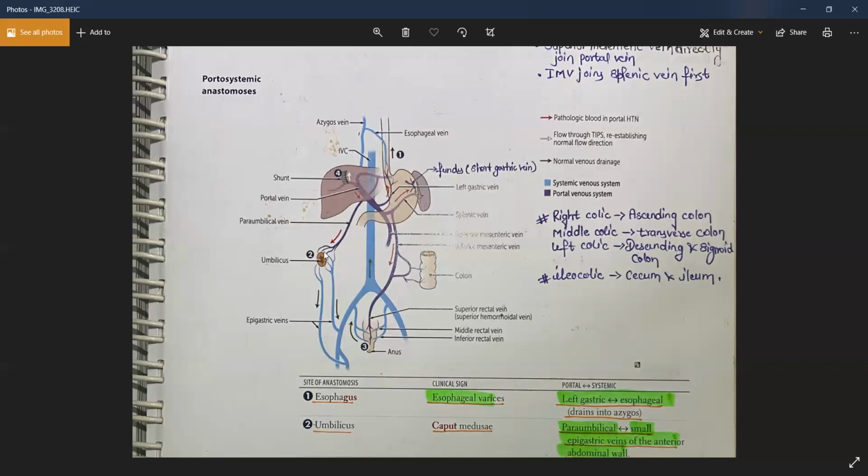So I will get caput medusae as a result of Budd-Chiari syndrome then? Yes. And in any condition where you're having a blockage in the drainage of the vein from the portal circulation, it can happen. Okay, yes, that works. Thank you.